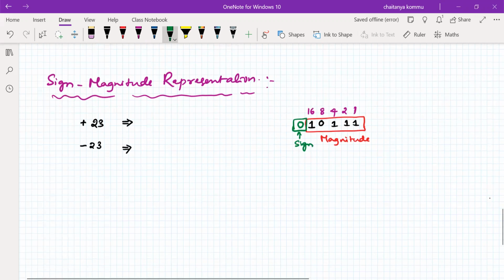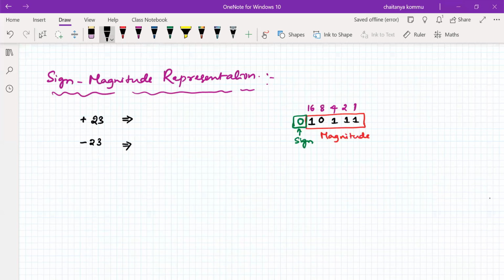If it is a negative number, what we have to do is keep this MSB position as 1, and the remaining bits are the magnitude, which we can write as 1, 0, 1, 1, 1. All these we can call the magnitude. So whatever number they give, identify that the MSB bit position is meant for sign, and the remaining bits represent the magnitude, or you can call it the value.